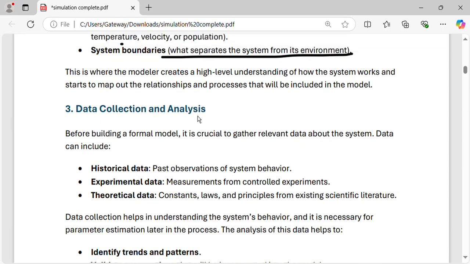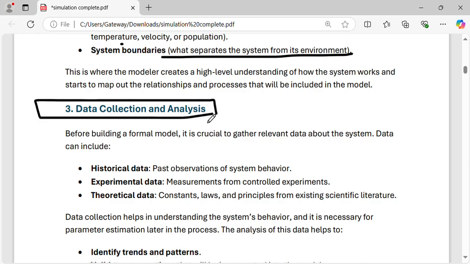Then we had data collection and analysis. In the previous video we studied choosing the model after a step, but there's one more step here, an additional step. Before building a formal model, it's crucial to gather relevant data about the system.